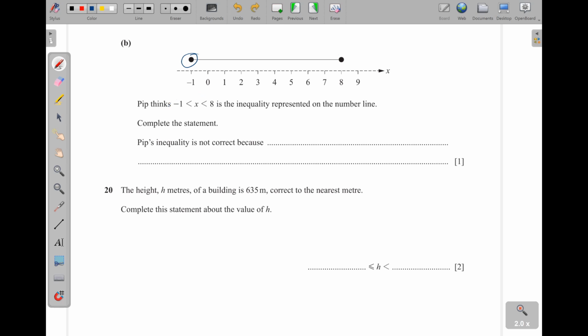So we would say, because Pip needed to use two less than or equal signs. In other words, you would have an answer like this: -1 less than or equal to x less than or equal to 8. That is how it would be.